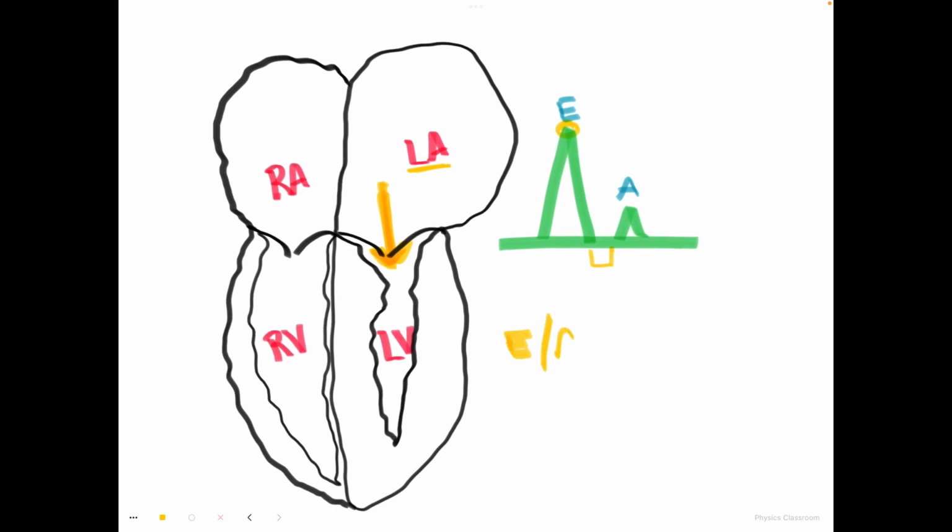So in late stage diastolic dysfunction, you're going to get an E to A ratio of greater than or equal to 2.0. So that's what you're looking for in your stage 3 diastolic dysfunction.